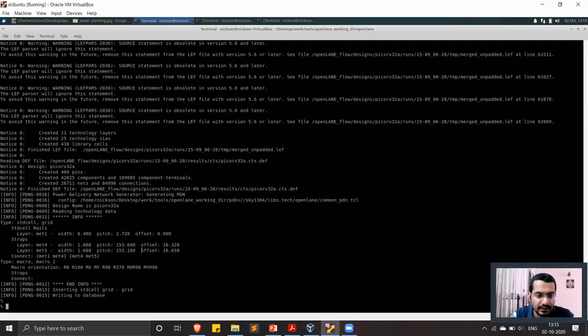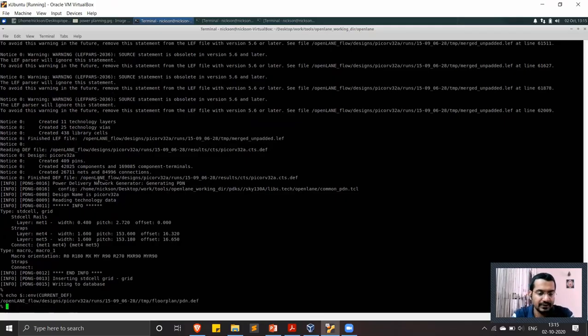For reference, let's just see what the current def is. Let's see if this power generation did affect the def. So now you can see the def has changed from the CTS one to floorplan PDN.def. So this PDN.def actually has everything, that is the CTS def plus the power grids. Now the last thing that remains is routing.